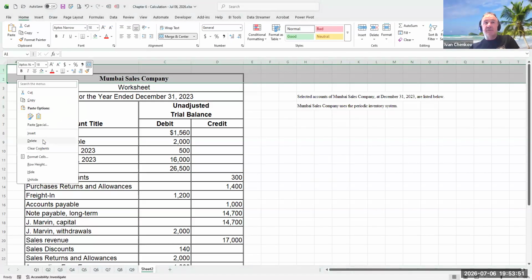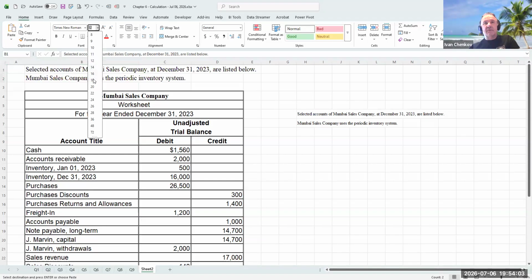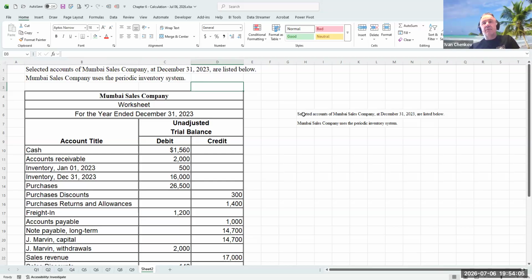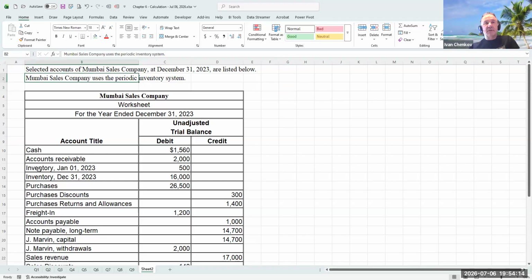So what you see is not a trial balance. That's what I want you to understand. It's not a trial balance, so debit and credit don't have to be equal in this case, because this is only selected accounts from the company. And usually the company is using the periodic system. So once you see inventory January 1st and inventory December 31st, that means this company runs a periodic inventory system.